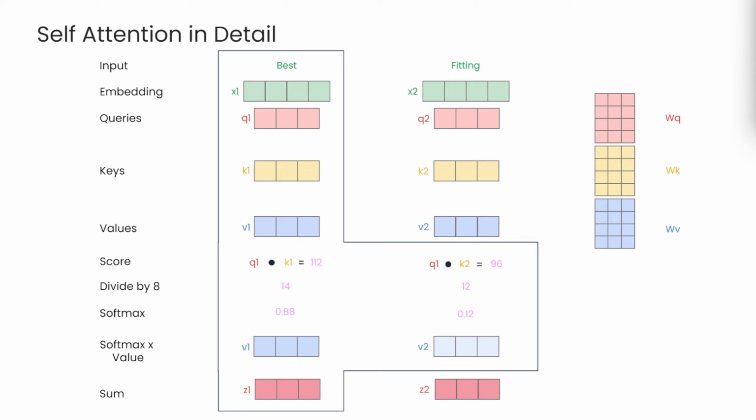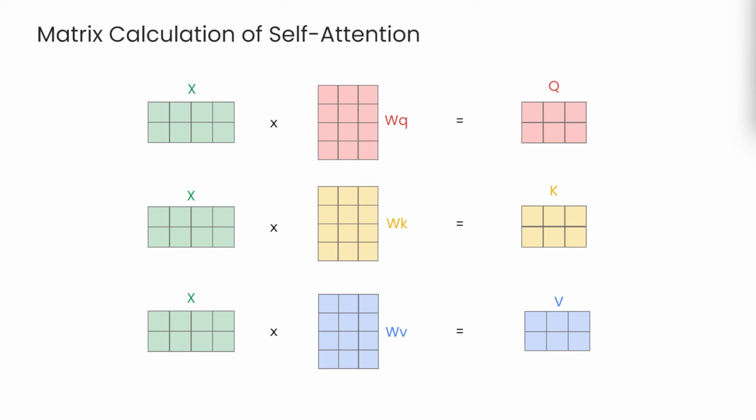This process is applied to every word in the input sequence, allowing the model to understand the relationships between words and build a context-aware representation of the entire sentence. Through this mechanism, transformers can capture long-range dependencies and produce more accurate, meaningful outputs.